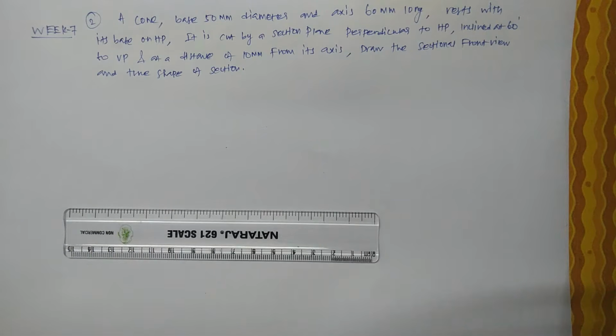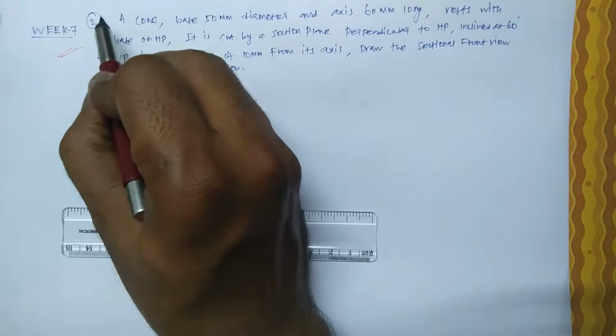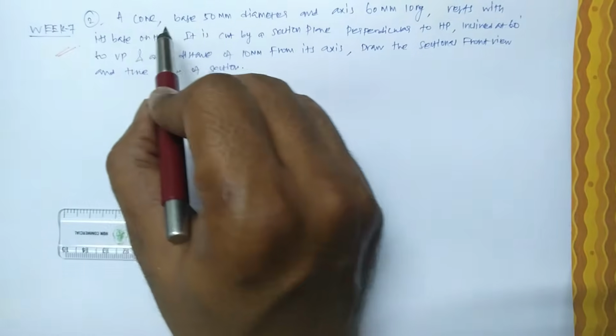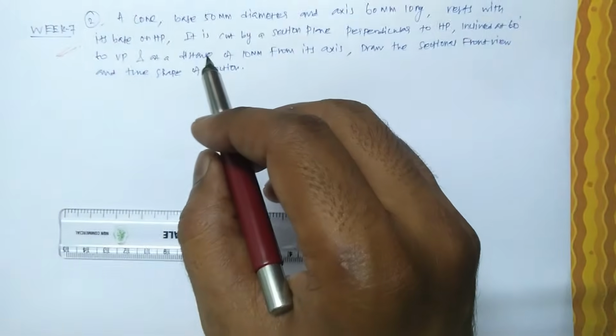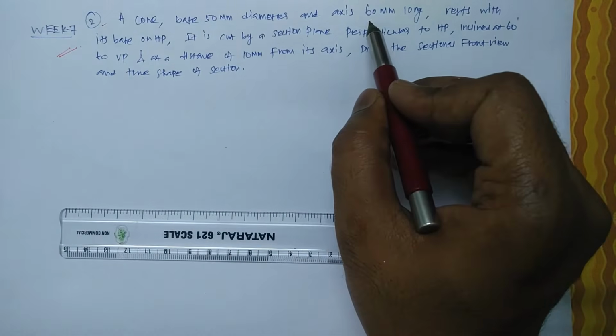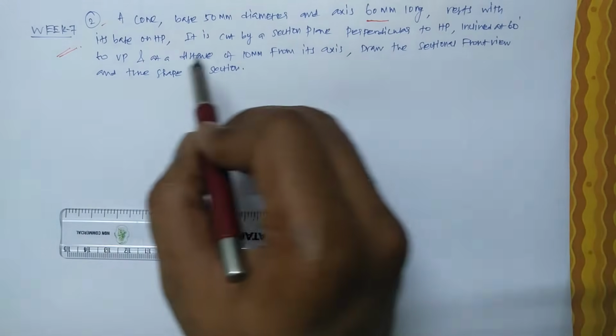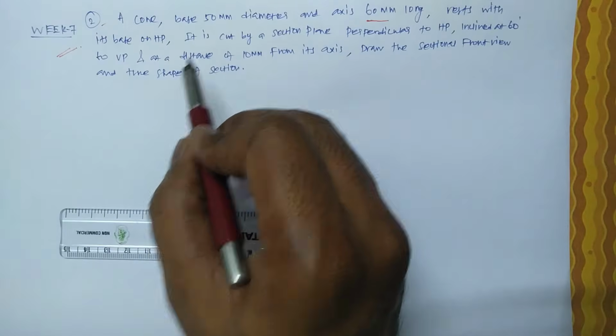In this class we're just going to look at the problem from week number 7, problem number 2. It's a cone of 50 mm diameter and axis is 60 mm long, resting with its base on HP.